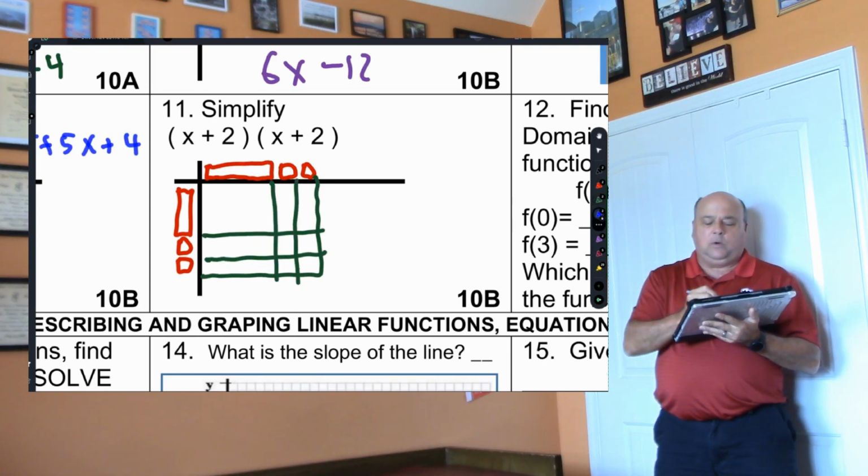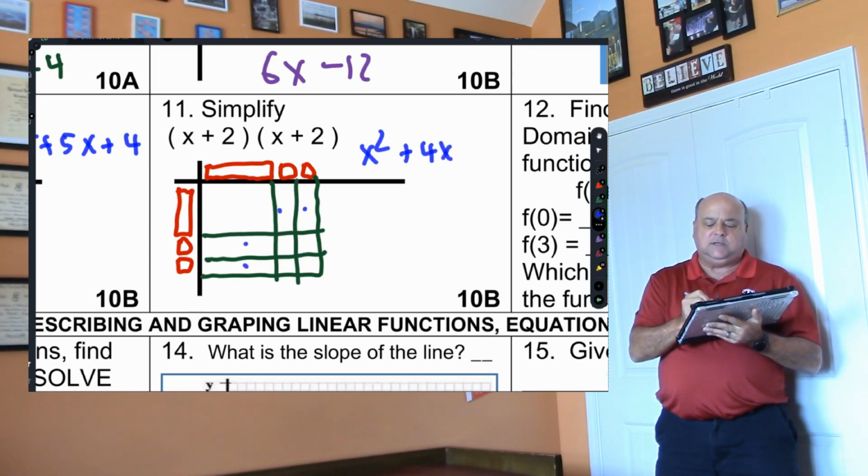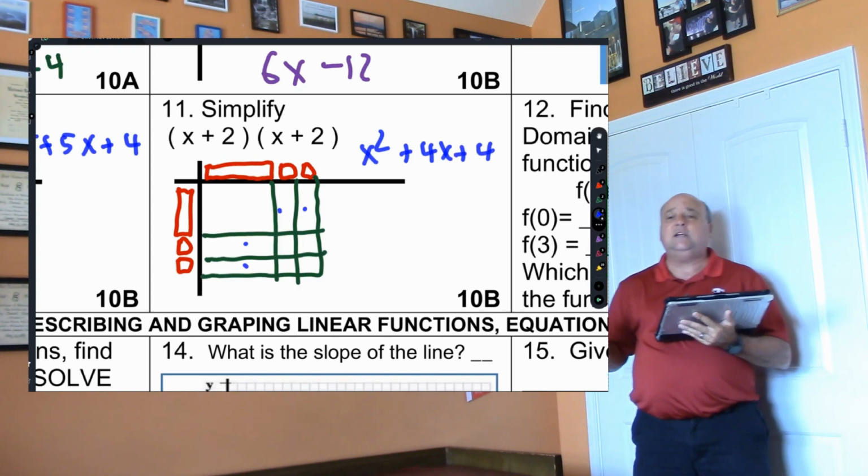So we have 1 big square, that's x squared. We got 1, 2, 3, 4 rectangles plus 4x. And then 2 times 2 is 4 plus 4. X squared plus 2x plus 4.